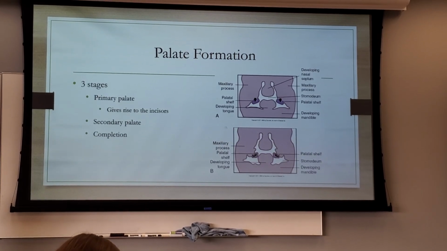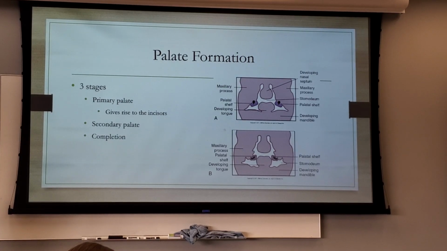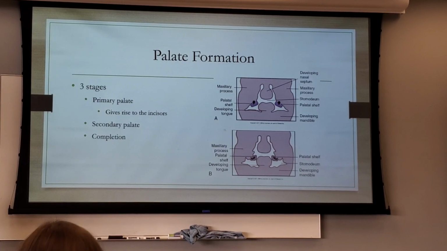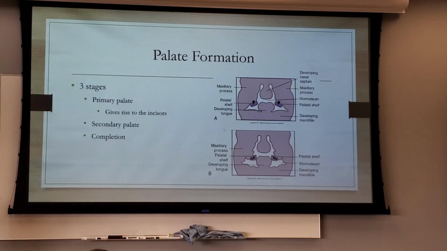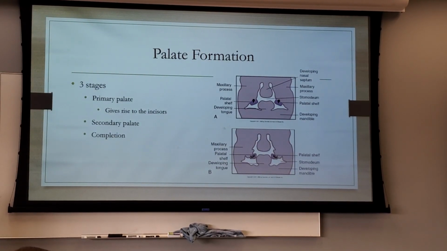You have your primary palate, which gives rise to your incisors, which is from your frontal nasal process, which is the anterior portion of our palate. It's called that primary palate. And then the secondary palate happens, that is when the palate gets completed.